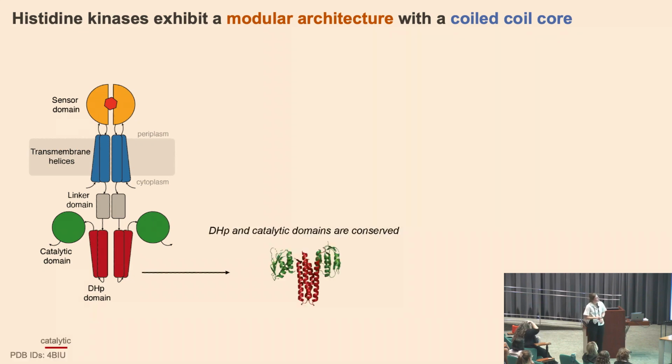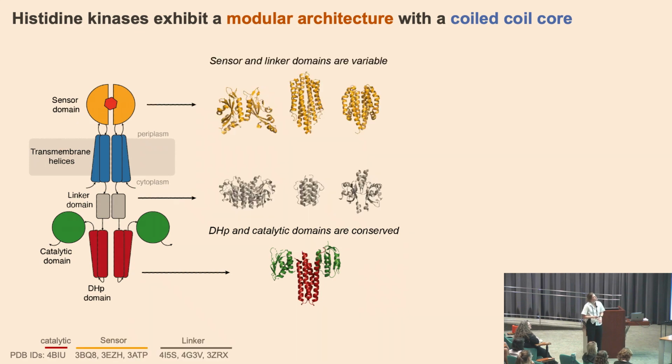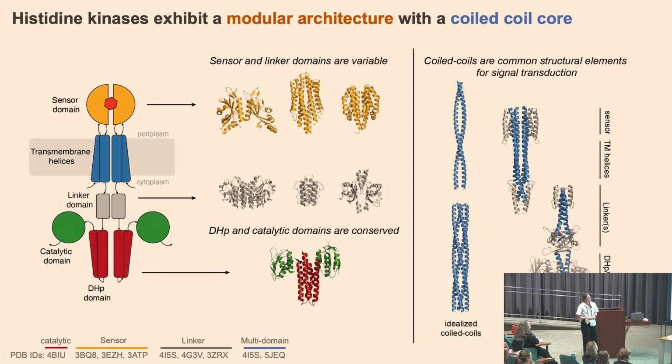modular way, we can start at the bottom with this catalytic domain that's highly conserved across all kinases. And upstream of that are sensor and linker domains you can think of as Legos. And as long as these domains are coupled in the right combination, you should be able to get a functional signal transduction event. And what's key to having signal transduction in this system is that regardless of the domains that are coupled together, there's a conserved coiled-coil core at the center of these signal transduction receptors.